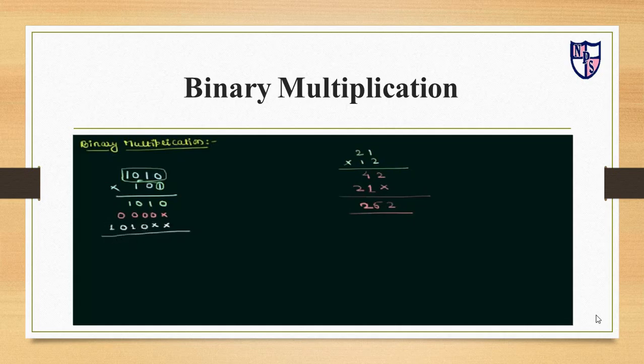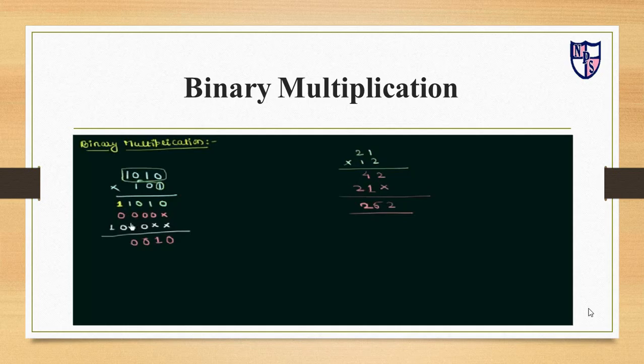Okay, now let's add them up. 0, no other binary number is present here, so 0 will be written alone. 1 plus 0 is your 1. 0 plus 0 plus 0 is your 0. 1 plus 0 is your 1, and 1 plus 1 is your 2, that we can write as 0 here, and with 1 carry, this is your carry, yellow one is your carry.